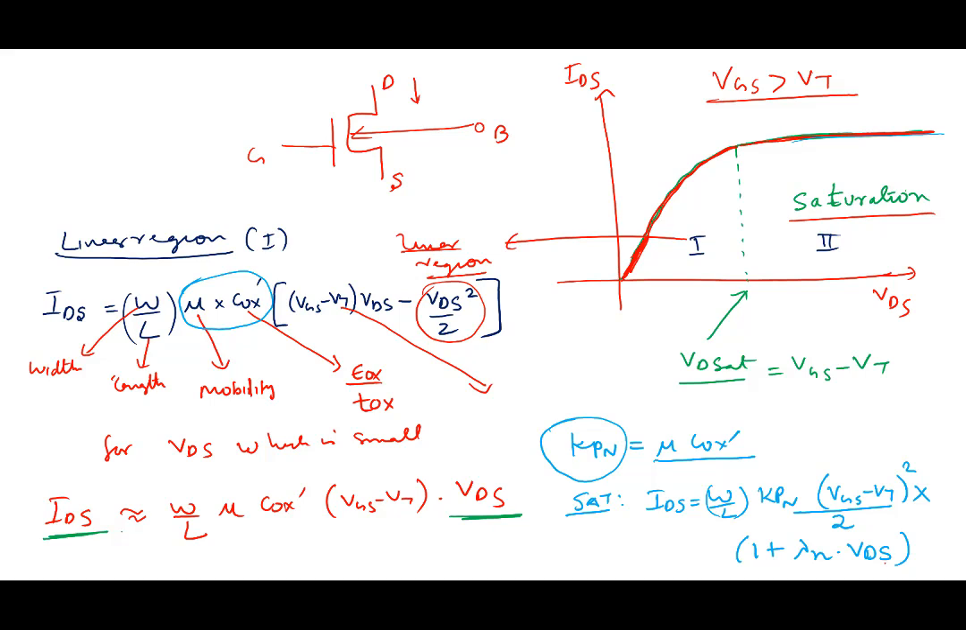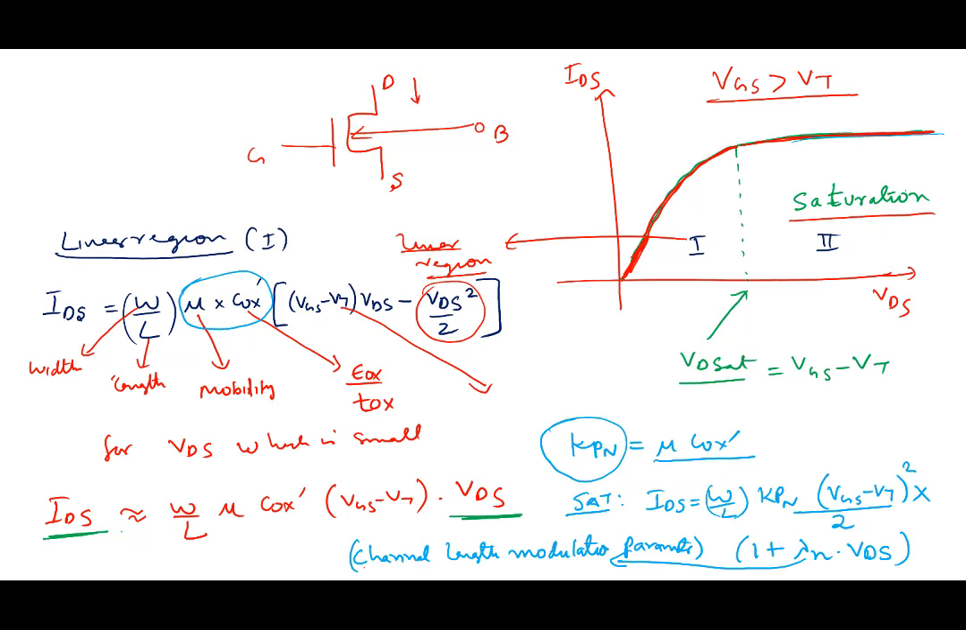Lambda n is like the early voltage here, except that it is called the channel length modulation parameter. So this is giving you the model in both linear as well as saturation region. How current goes in linear region, how current goes in saturation region.